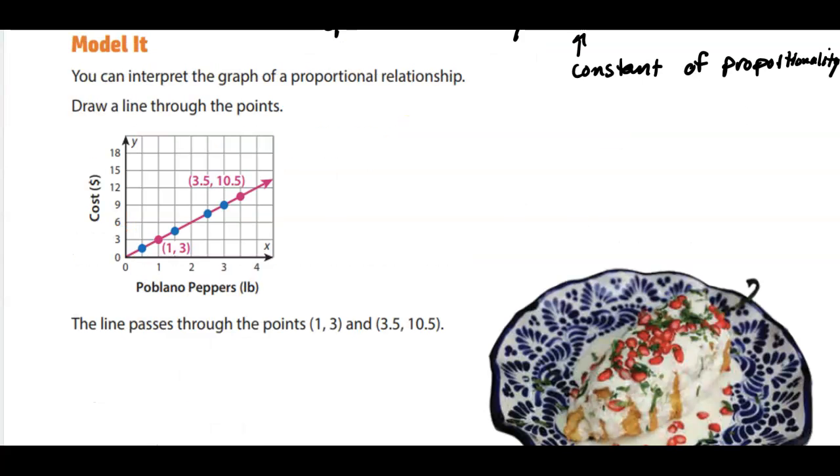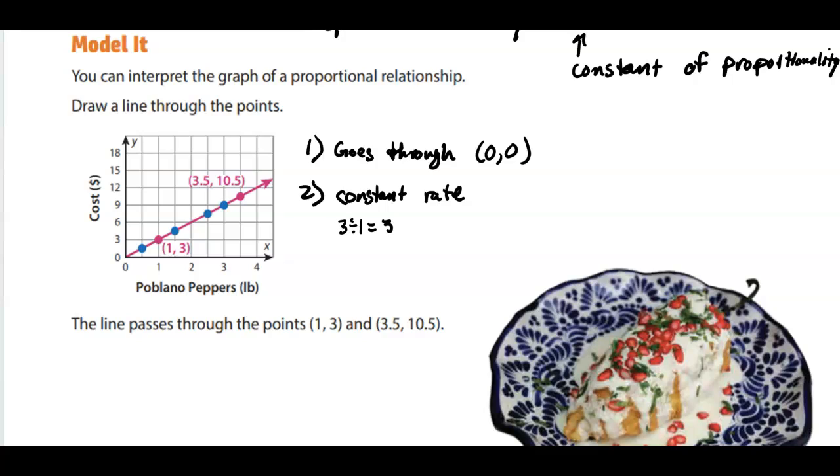We know this graph is proportional because of two things. One, it goes through the origin, 0, 0. And two, it has a constant rate. Right? Everything here, 3 divided by 1 equals 3. 9 divided by 3 equals 3. Even this point right here, 3.5, 10.5. 10.5 divided by 3.5 equals 3. So if it goes through the origin and it has a constant rate, it is a proportional graph.